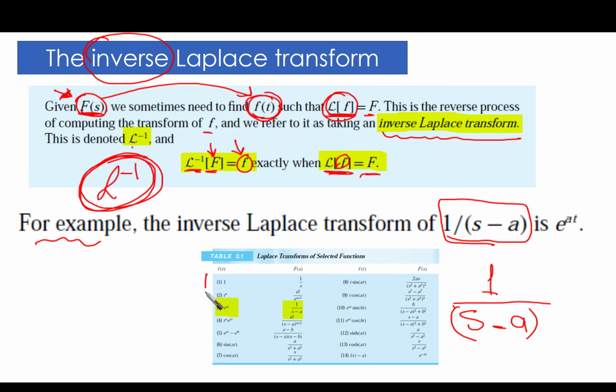If we search and investigate our table, we're going to find that entry number 3, the F of s, the Laplace transform of entry number 3, is 1 over s minus a, right? This means that the inverse is going to be e to a t. So in this case, we're going to read from the right to the left. Okay, I hope that you understand it well now.